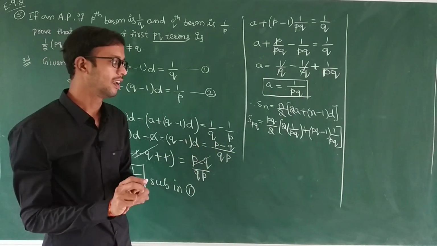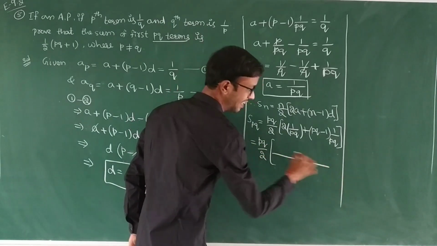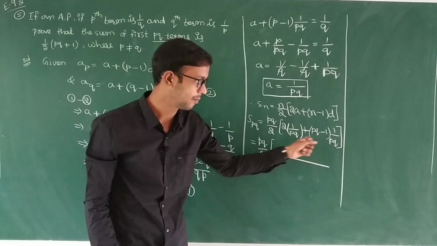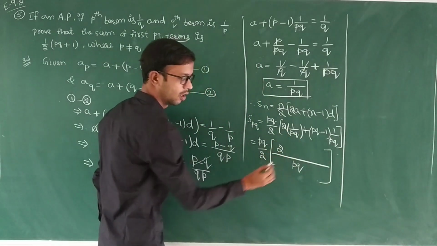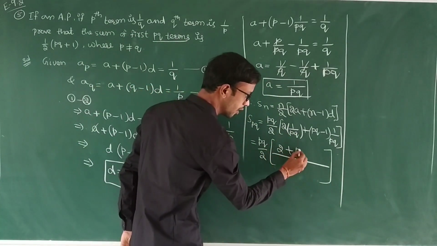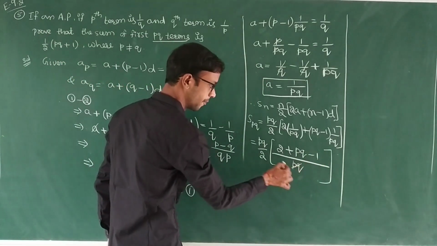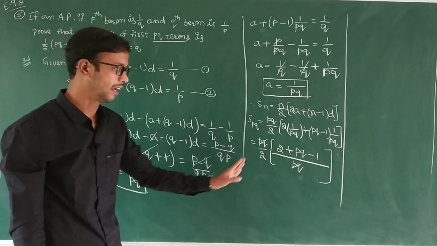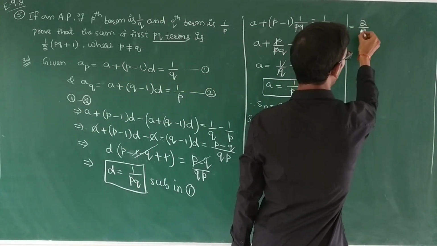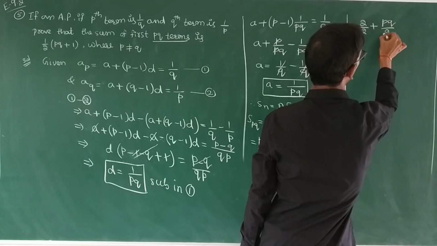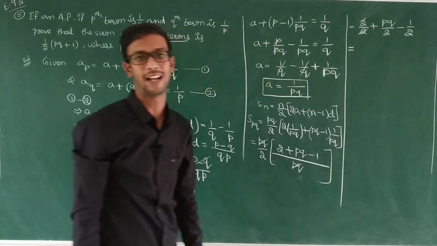So now you take the LCM here. pq by 2, take the LCM. The LCM is already here, pq is there, here also pq is there. So the LCM is pq. 2 ones are 2, plus pq minus 1. Here pq gets cancelled. Next, 1 by 2 multiply inside: 2 by 2 plus pq by 2 minus 1 by 2. The 2 by 2 gets cancelled again there.